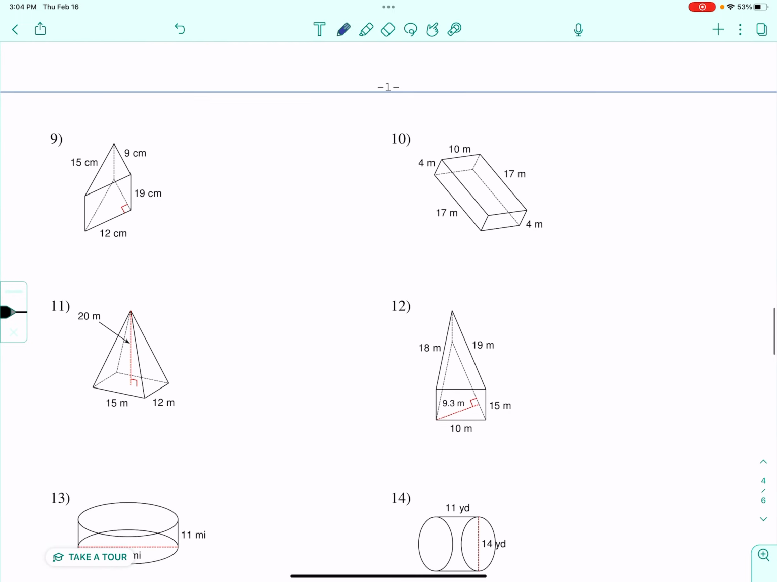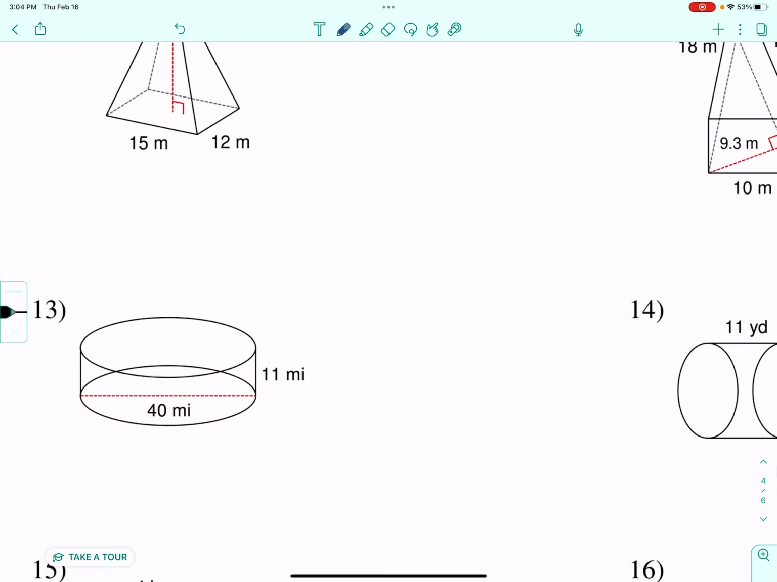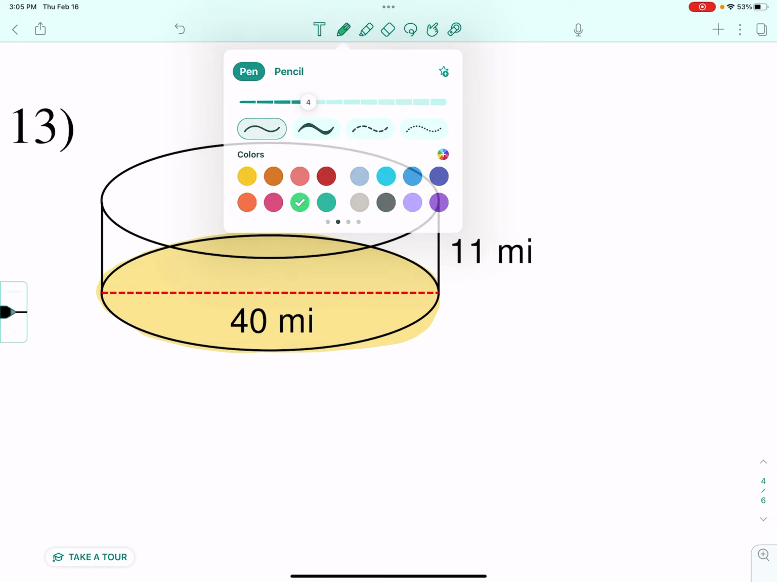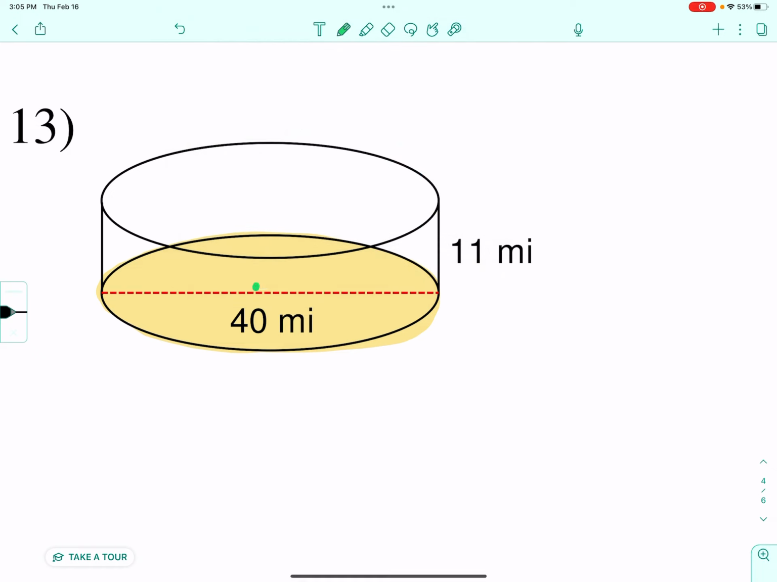Let's see if we have one more cylinder we can do. We already did one sideways, so we'll do one that's standing up straight. I'm going to identify my bases. So there's my base. They give me a diameter. That's 40 miles. It's a big circle. So my radius would be half of that. That'll be 20 miles. The height of my cylinder is 11 miles.